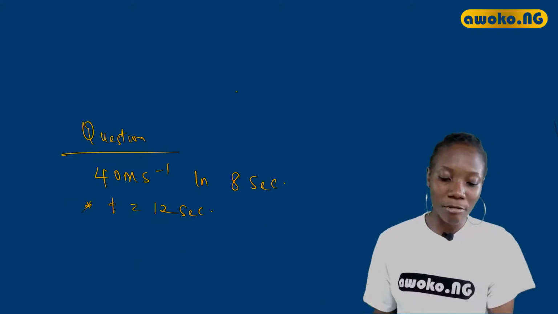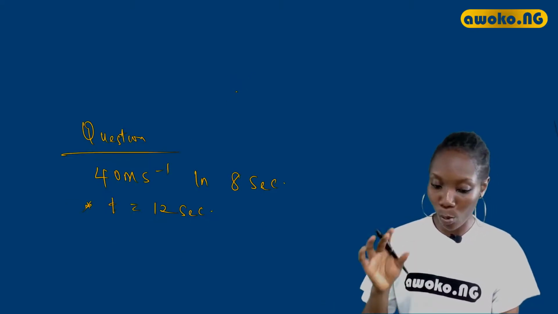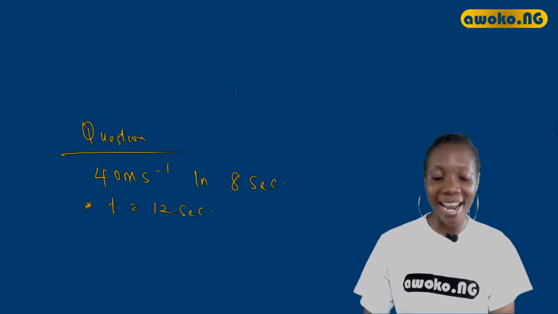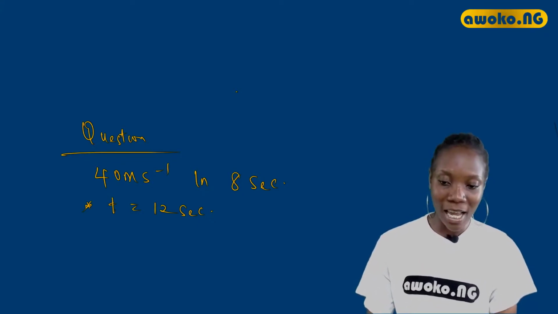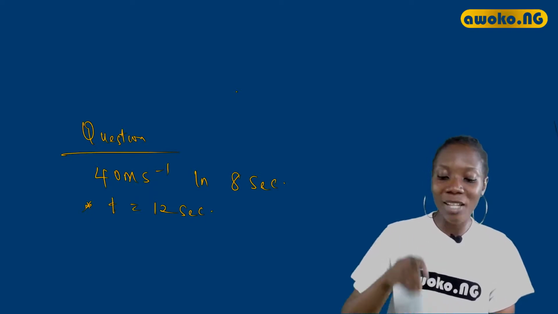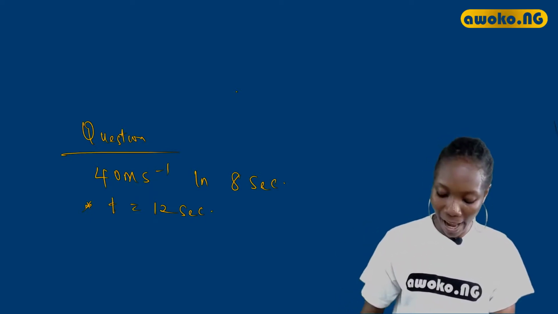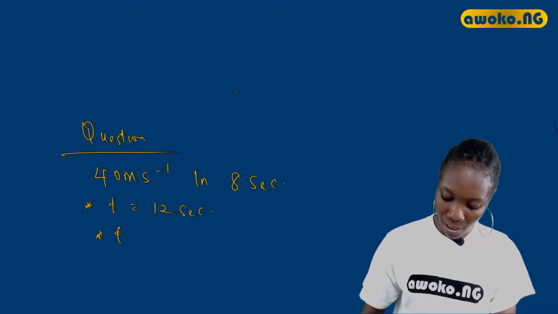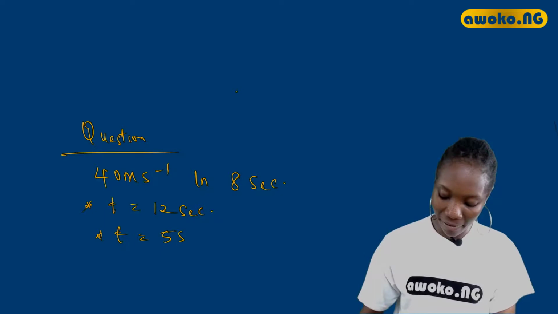Now, it then travels uniformly for 12 seconds, after which it is uniformly retarded. You know what that means? It is reducing, decreasing, and brought to rest in 5 seconds. So this is another condition. So t equals 5 seconds.